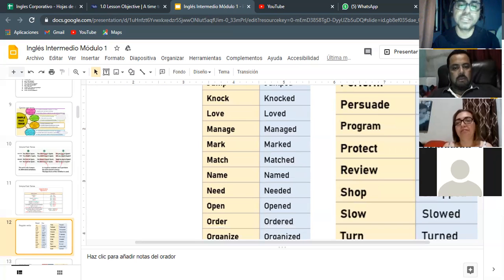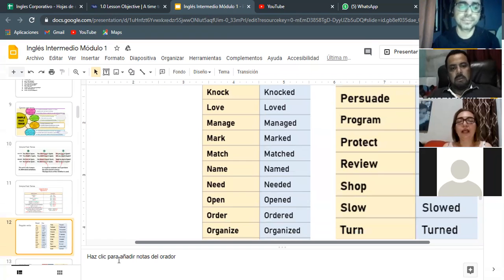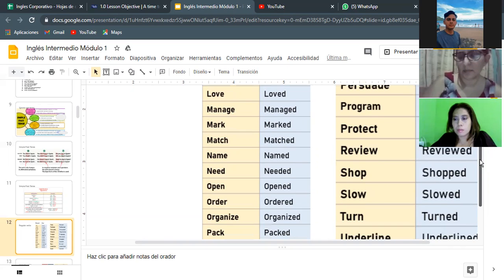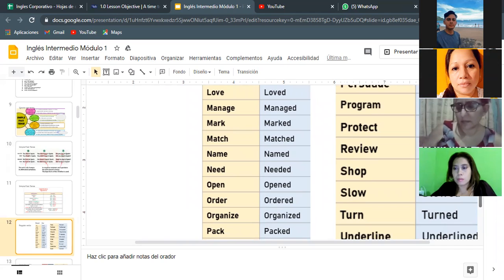Very good, nice. Knock, what is knock? Yeah, like hitting something, right? Knock on the door. Very good. So, Gerardo, could you please give me an example with knocked? I knocked the door. Very good, I knocked the door. Well, you know what is love, right? So that is something that we know. Flora, could you please tell me an example with loved? I love my husband. I loved in past, right? I loved my husband, okay?